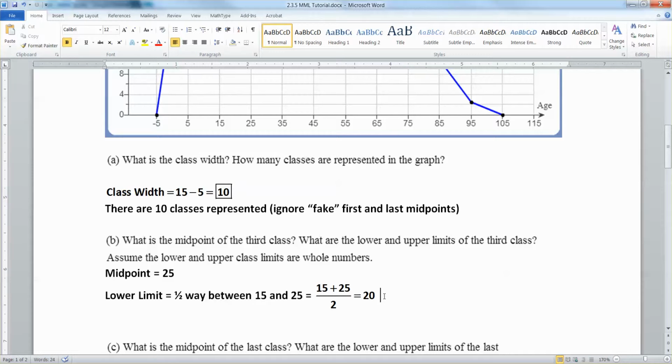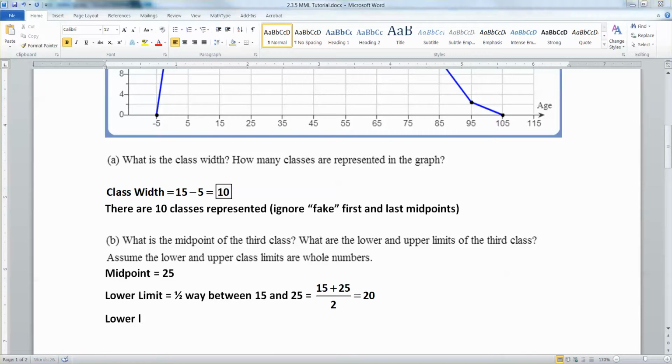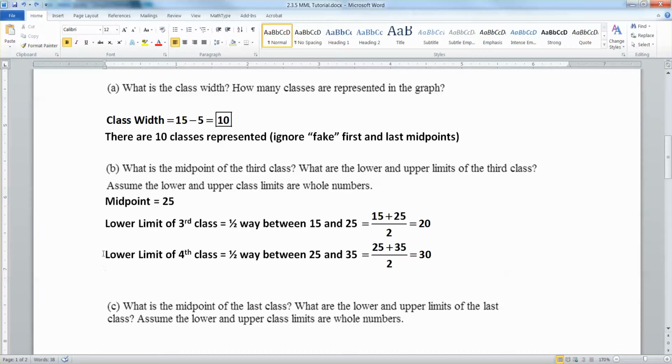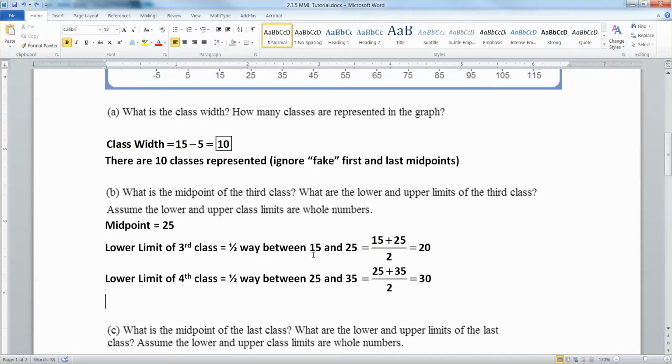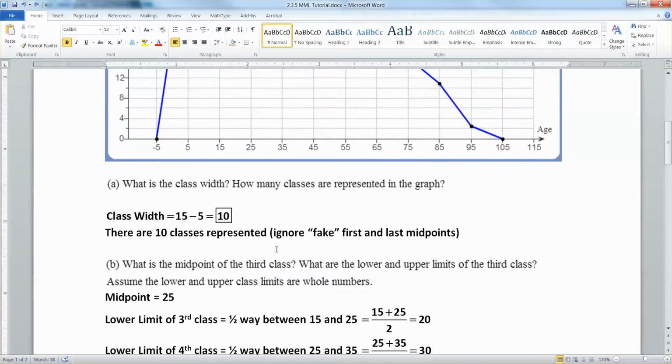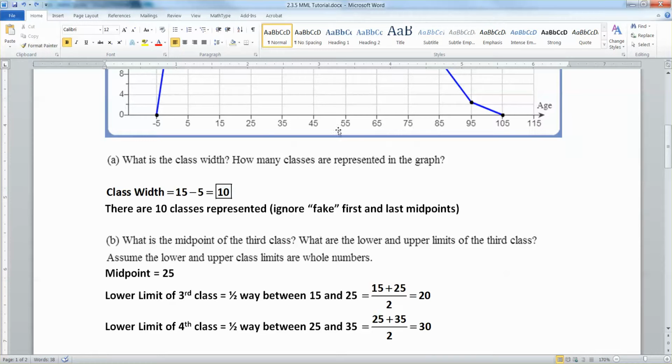Okay, well, if that's the case, what about the upper class limit? Well, that's a little bit trickier to do. So the lower limit of the next class, the fourth class, if you will, would be halfway between 25 and 35. So that would be the lower limit of the next class over. Or if you like, you could say it's 20 plus 10. 20 plus our class width of 10, which would get you 30. Okay, so that would be the lower class limit of the next class.